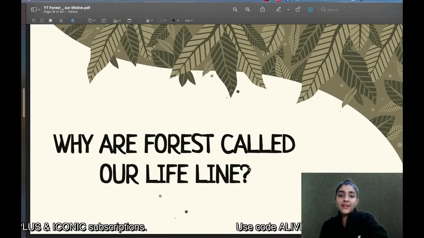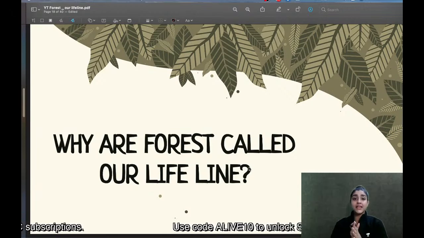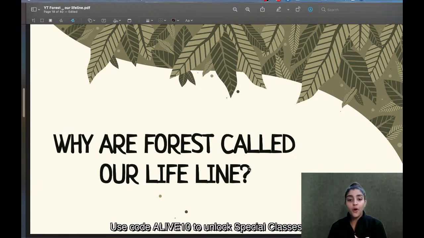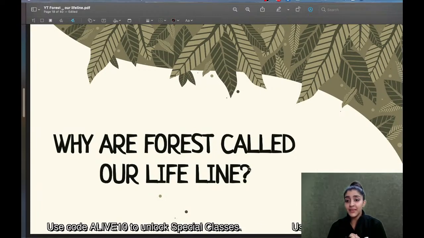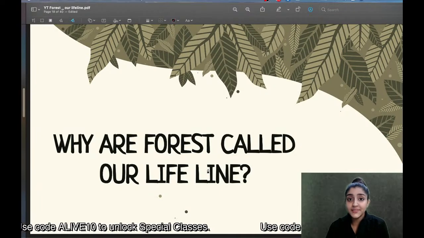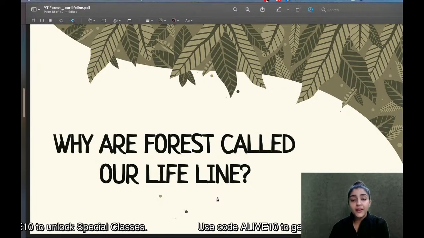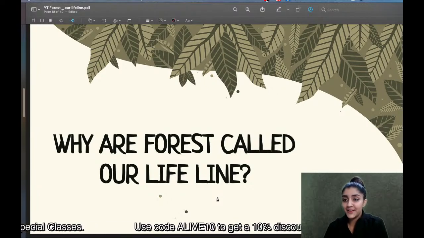So let's quickly begin with today's revision, and then I will be having a detailed Menti quiz for the same. So why are forests called our lifeline? What does this line mean? I want your answers in the chat box. I know they provide you with food, and they provide a lot of animals with shelter, but what else?